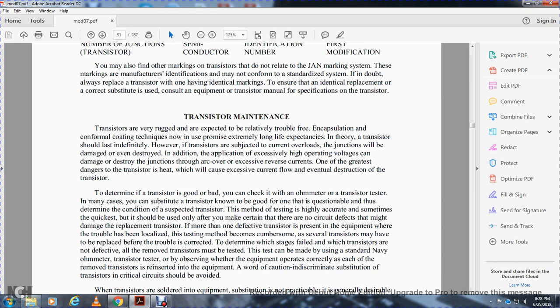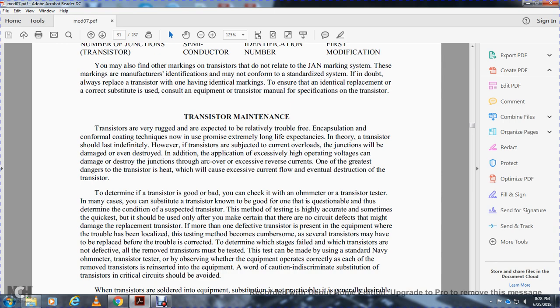Some of the several transistors may have to be replaced before the trouble is corrected. When determining which stage failed, and which transistors are ineffective, all the removed transistors must be tested. This test can be made by using the standard Navy transistor tester. Observe whether the equipment operates correctly with each of the removed transistors reinserted into the equipment.